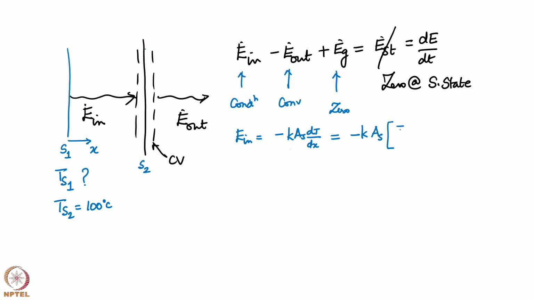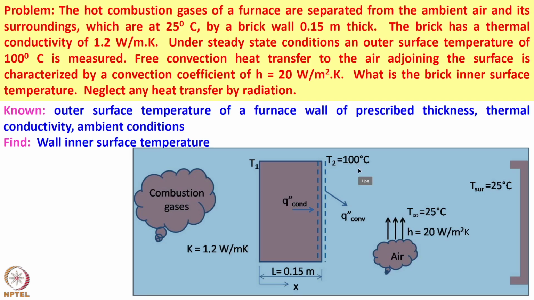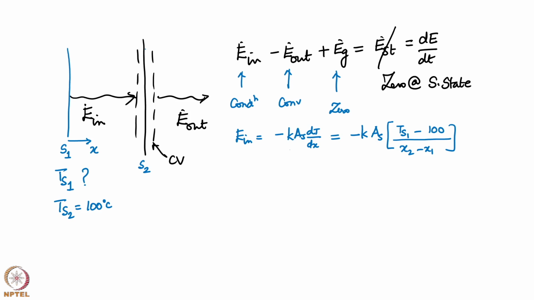So, Ts1 minus 100 divided by x2, which is the thickness, minus x1. What is x2? That is 0 plus the thickness. I forgot the thickness. The thickness is 0.15 meters. So, this is 0.15 minus K as Ts1 minus 100 divided by 0.15 minus 0. This is your E dot in.